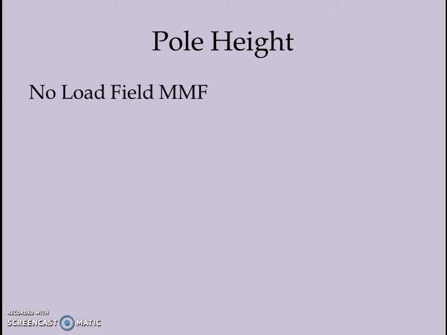First we should know the no load field MMF, and how to calculate it. As I said earlier, the height of the pole body is decided by the height of the field winding, which is required to produce the appropriate value of ampere turns or magnetomotive force. The main part deciding the height of the pole body is our field winding, or the space required for the field winding.